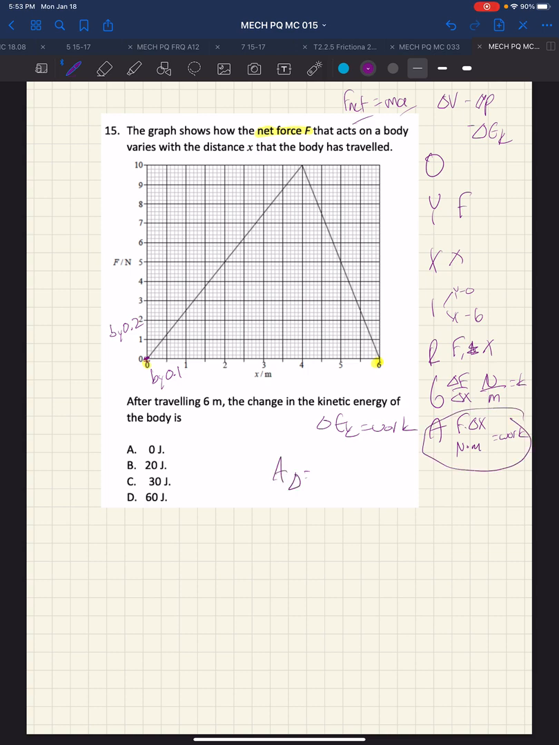And that's the area of a triangle, which is 1/2 base times height. The base in this case is x. And the height is 10, which is the max force. And so we have the max force over 2 times x. And so that is 10 over 2 times 6. 60 over 2 is 30, so 30 joules. Clearly, if there's a net force, the change in kinetic energy cannot be 0. We can rule that one out. And mathematically, it comes out to 30 joules.